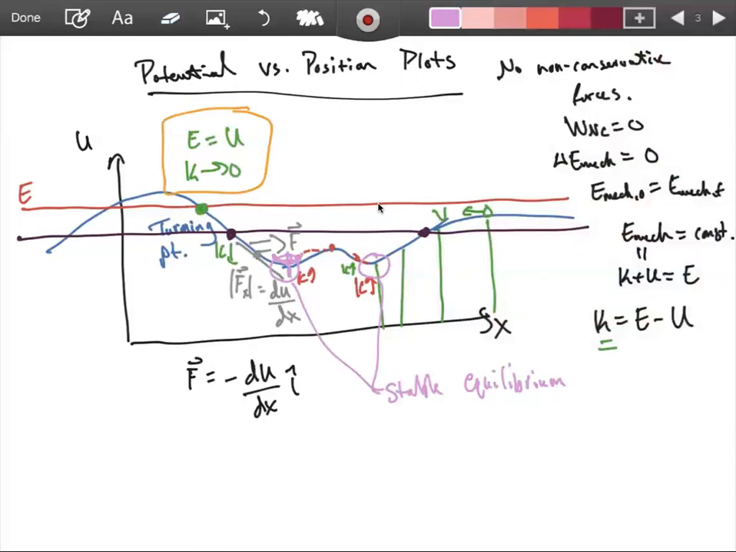Which basically means that if I put my particle at the equilibrium position, it's not going to do anything. But if I move it from one side to the other side, it's always going to go back to its equilibrium position. So that's what we call stable equilibrium. It always wants to go back to equilibrium.